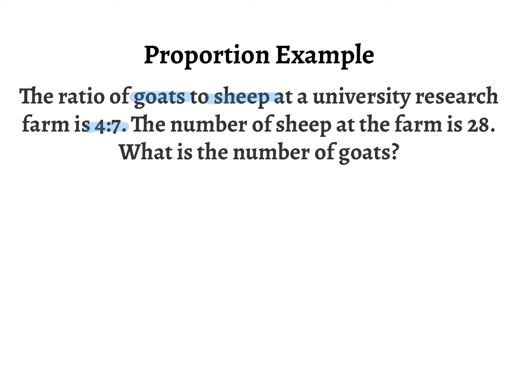I'm going to write it as G. Sorry. The ratio of goats to sheep is 4 over 7. That's the ratio we're dealing with. Now, we also know that the number of sheep in a farm is 28. So I know this value down here.